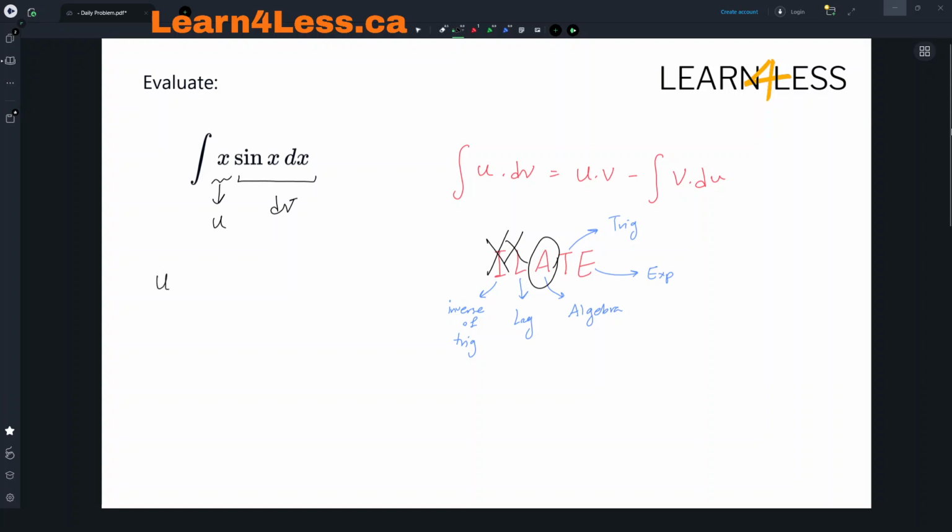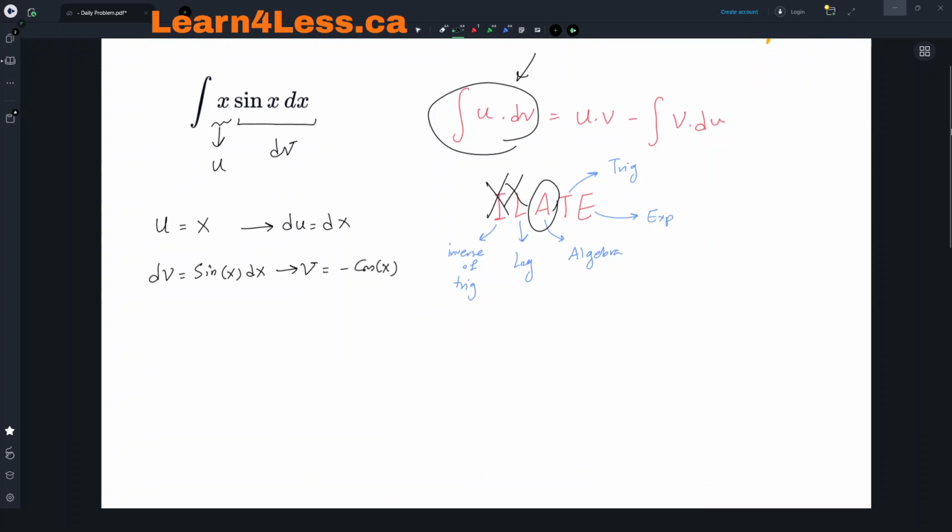So now we have u, which is x, and our dv is equal to sine of x dx, which makes the left hand side of this equation. For the right hand side, we need u, we need v, we need du, and again we need v. So let's evaluate du and v. The du would be the derivative of x, which is dx, and v would be the integral of sine x, and we know the integral of sine of x is negative cosine of x.